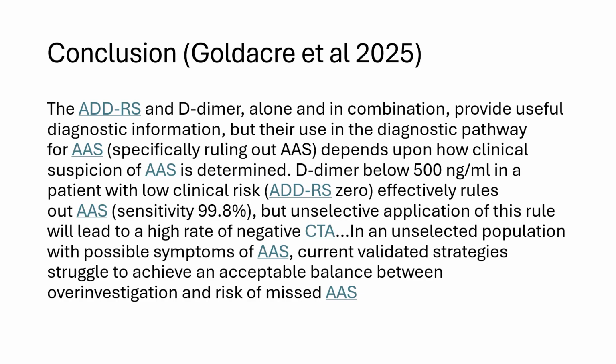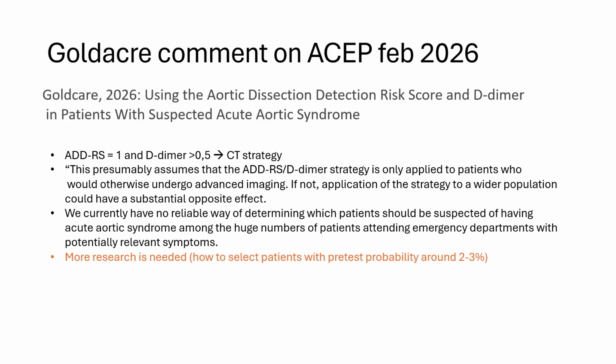Okay. So what they were saying is that you can use these tests, but you need to use them wisely. So they say this: ADRS score 1 and D-dimer above 0.5, do CT. This presumably assumes that the ADRS D-dimer strategy is only applied to patients who would otherwise undergo advanced imaging. If not, application of the strategy to a wider population could have substantial opposite effects.